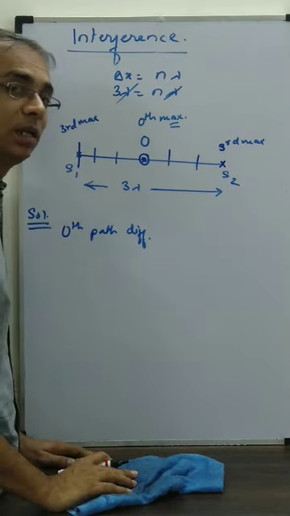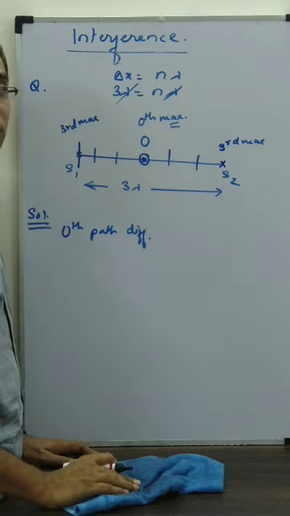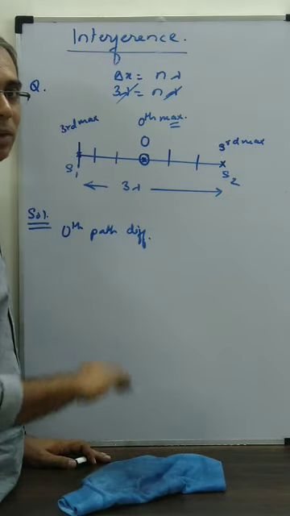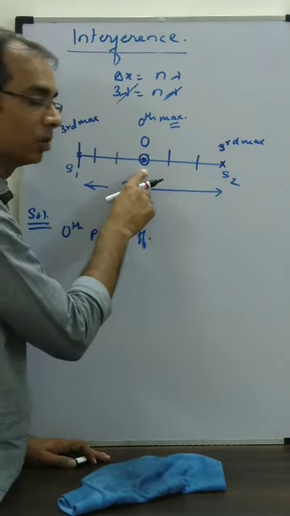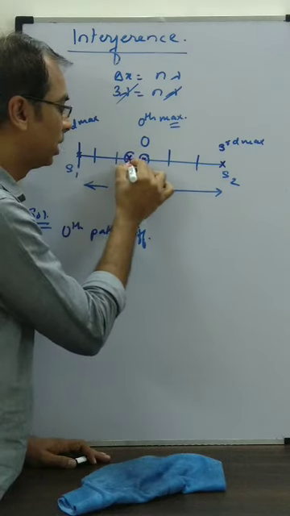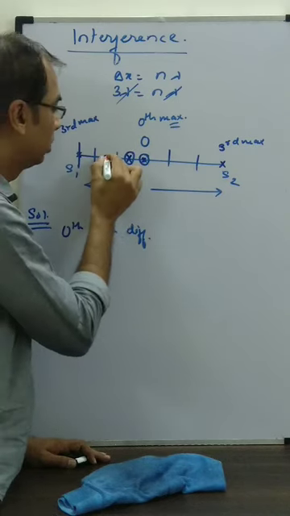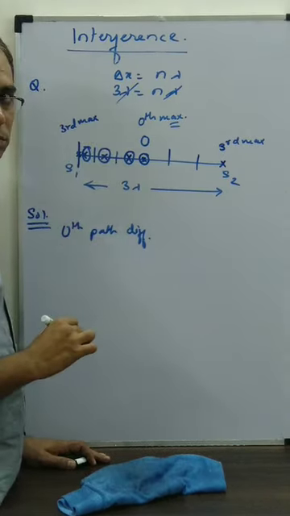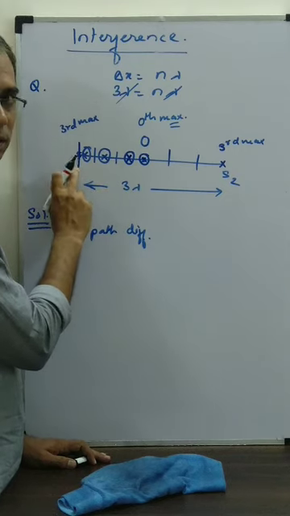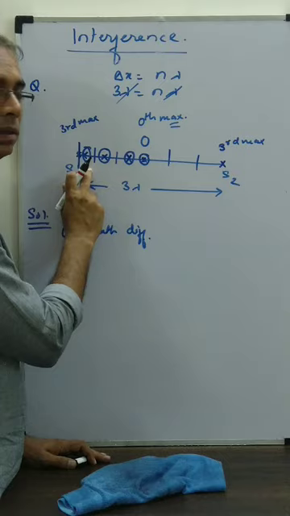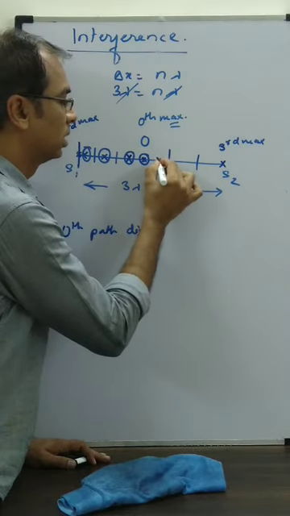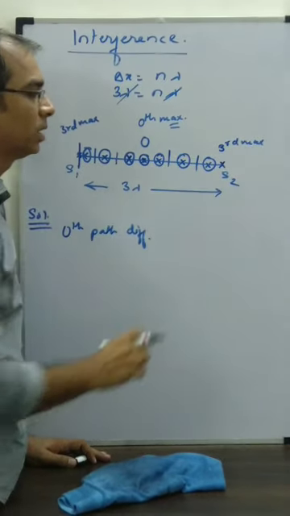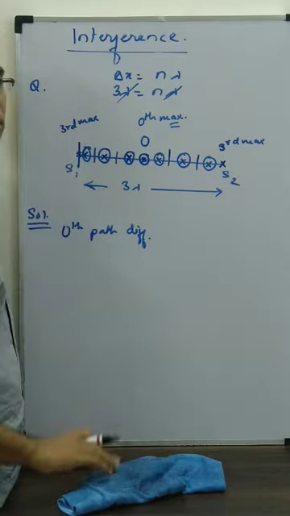Same way if I ask you how many minimas are there, then for minimas what path differences do we require? Lambda by 2, 3 lambda by 2, 5 lambda by 2, 7 lambda by 2. So here path difference is 0. So some point will be there where path difference will become lambda by 2. Here will be 3 lambda by 2 for sure, and here will be 5 lambda by 2. Why 5 lambda by 2? Because it's less than 3 lambda. 3 lambda is here. So 5 by 2 will come here. Same way on this side also: lambda by 2, 3 lambda by 2, and 5 lambda by 2. So how many minimas are there? 1, 2, 3, 4, 5, 6. So 6 minima.